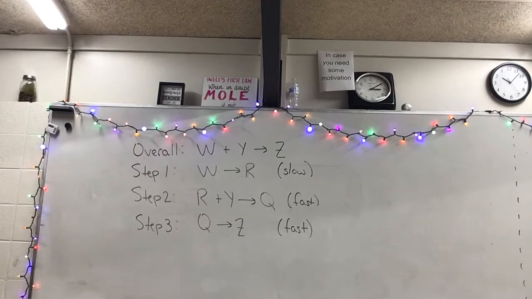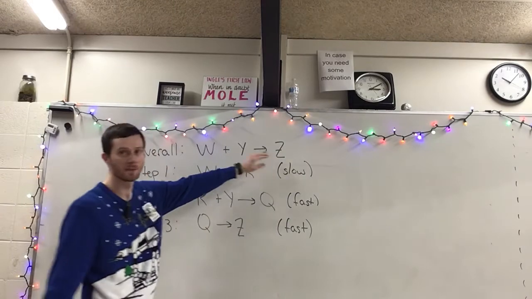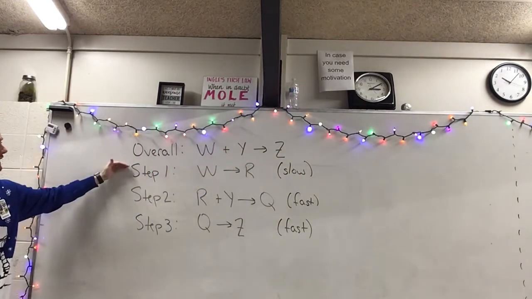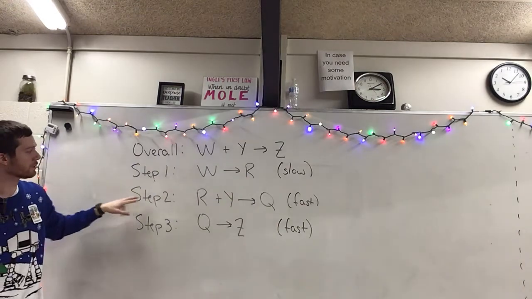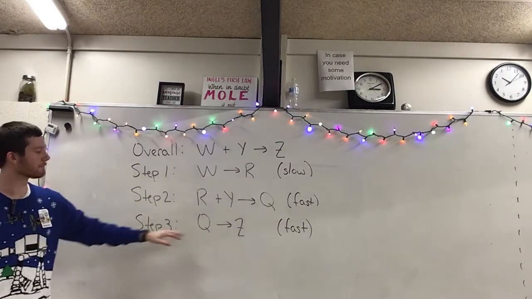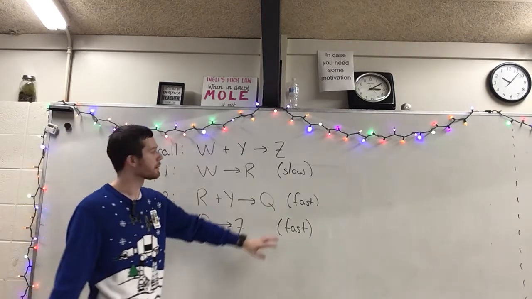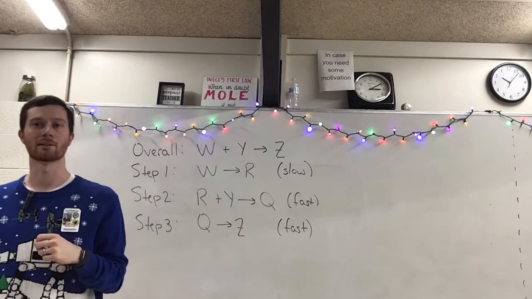So here we've got another reaction mechanism for the reaction W plus Y to make Z. In this mechanism, you've actually got 3 steps. W turns into R, which is the first step. Step 2, R reacts with Y to make Q. And in the third step, Q makes Z. Now what we've added this time are some relative rates of each of these elementary reactions.